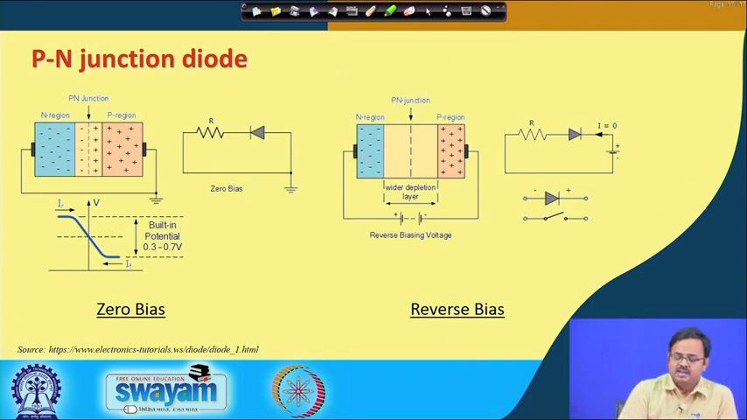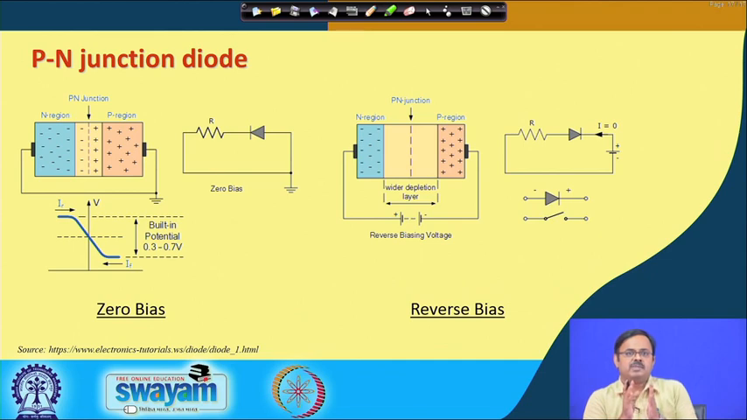What will happen is that the electrons from the N side are going to be attracted away from the depletion region at the junction, and the same for the holes, and therefore the potential barrier will further increase. The depletion region will widen, the potential barrier will further increase, and there will be no current flow from the P side to the N side. Because for current to flow, the holes have to flow from right to left and electrons from left to right, but here the reverse is happening.